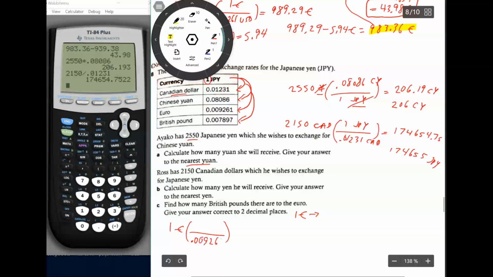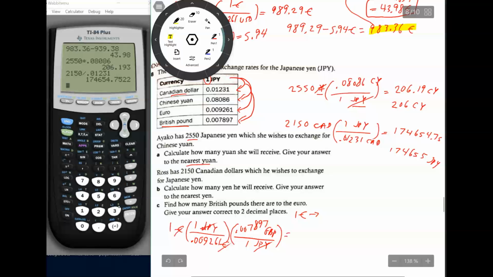0.009261 euros to 1 Japanese yen. And then we want to change that into British pounds, so we use the British pound rate here. We know we're supposed to put Japanese yen in the bottom because we want Japanese yen to cancel out, and on top we're going to put British pounds, 0.007897. If we multiply these out, the euros cancel too, and we're left with British pounds.